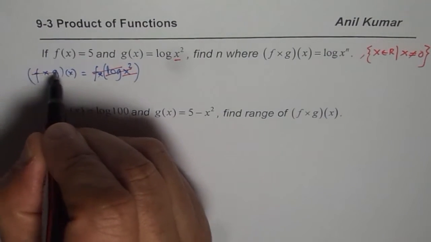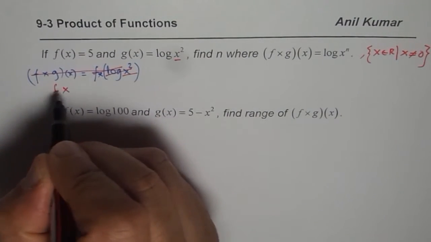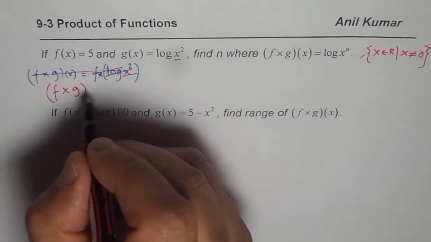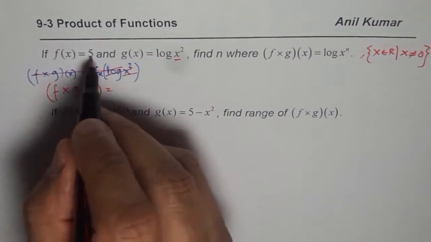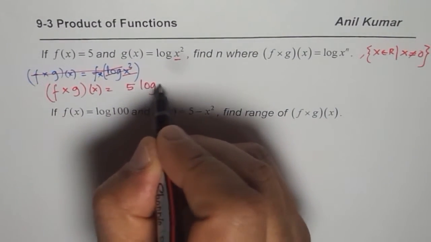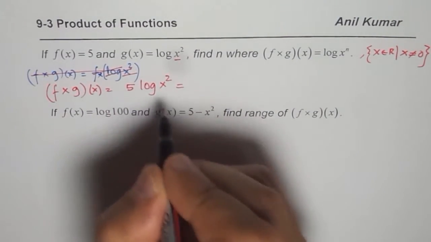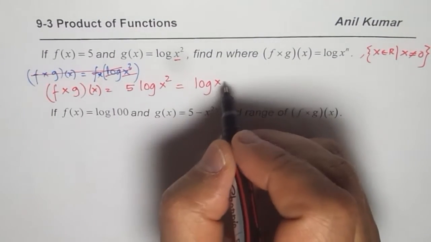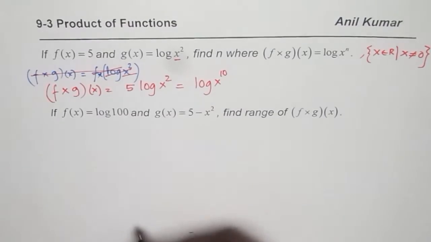So let's redo it. Okay, this was wrong. We are trying to find the product of these functions, right? So by mistake I was trying to do a wrong thing. So that means we just multiply them. When you multiply them, you get 5 times log of x squared. Using the power rule, I can write this as log of x to the power of 5 times 2, which is 10. Do you see that?